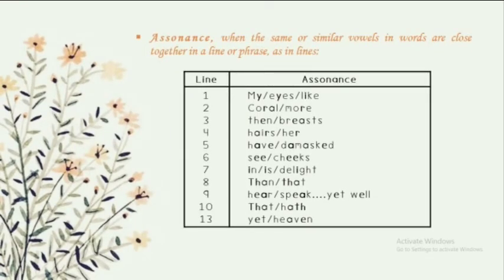Assonance. When the same or similar vowels in words are close together in a line or phrase. For example, line 1, my, eyes, like. Line 2, coral, more. Line 3, then, breasts. Line 4, hairs, her. Line 5, have, gems. Line 6, see, cheeks. Line 7, in, is, the like. Line 8, than, that. Line 9, here, speak, yet, well. Line 10, that, hath. Line 13, yet, haven't.